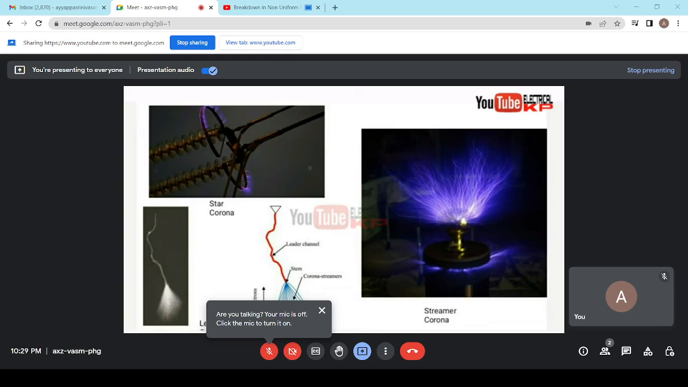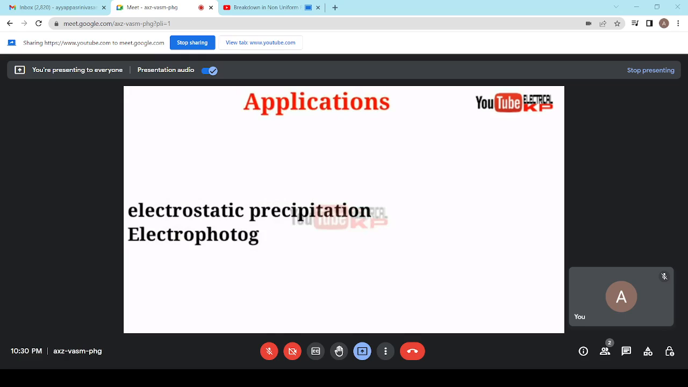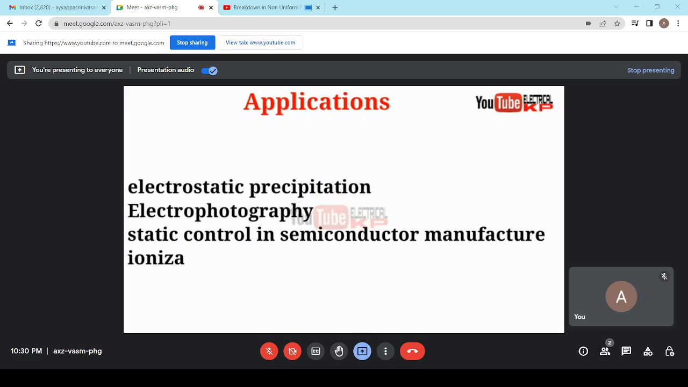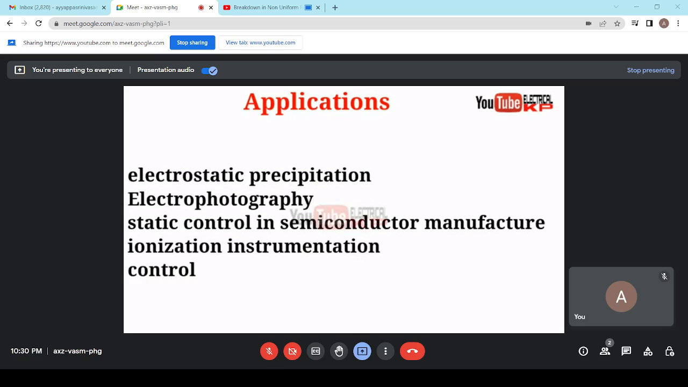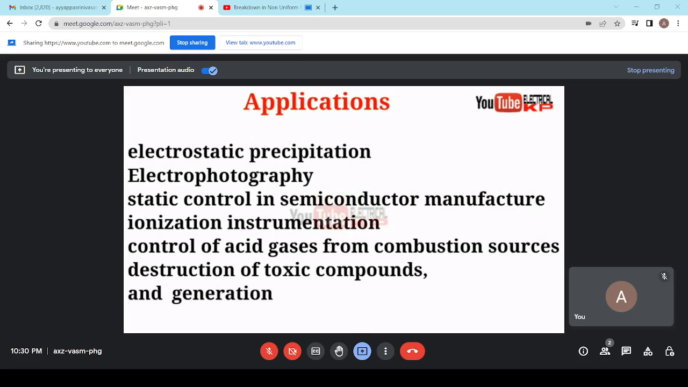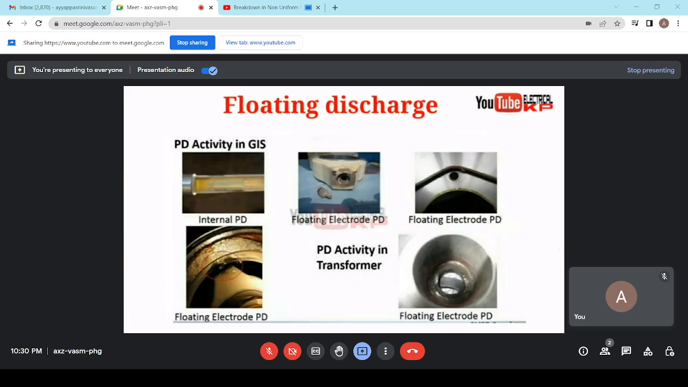And then there are the applications of corona: electrostatic precipitation, electrophotography, static control, ionization instrumentation, control of acid gas from combustion sources, destruction of toxic compounds and the generation of ozone. These are the applications of the corona. After that, the second type of partial discharge is floating discharge.